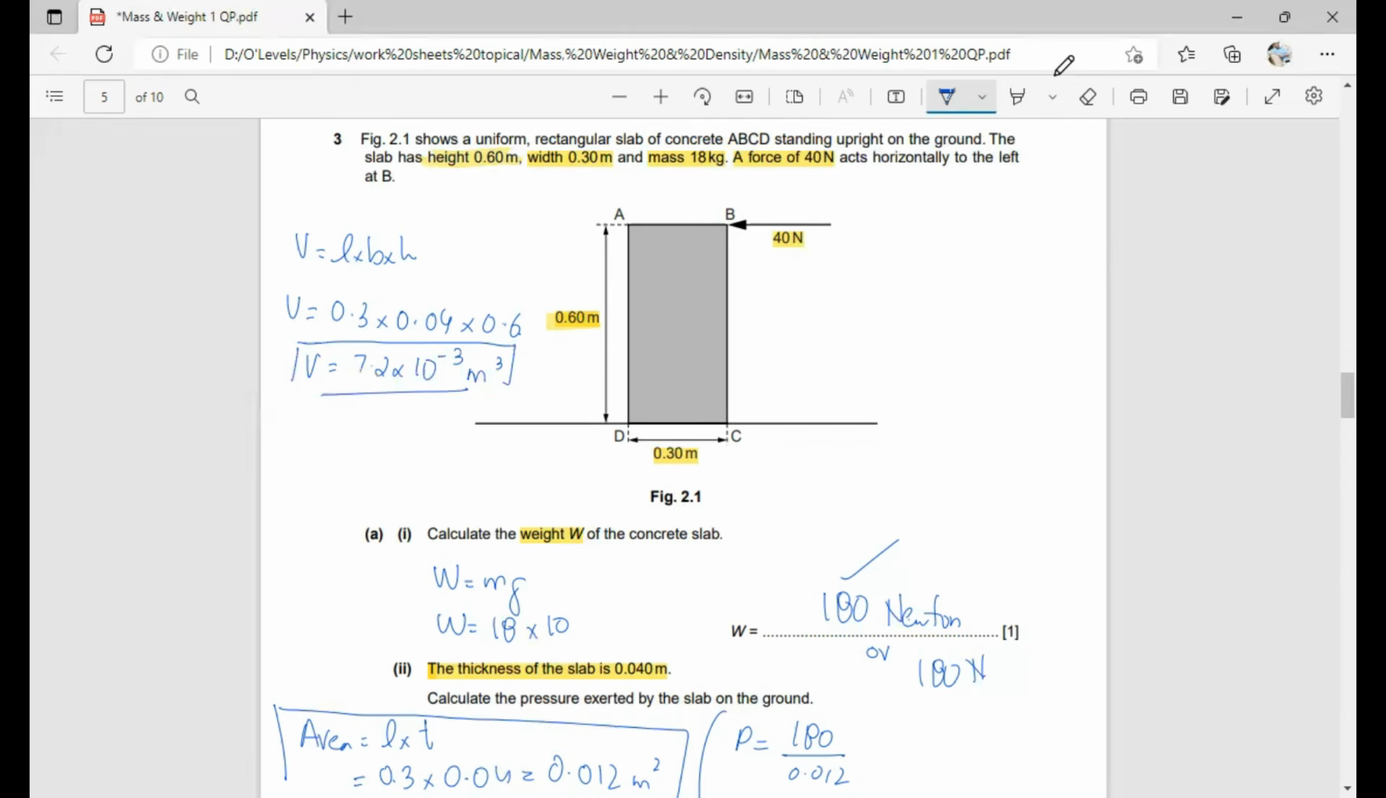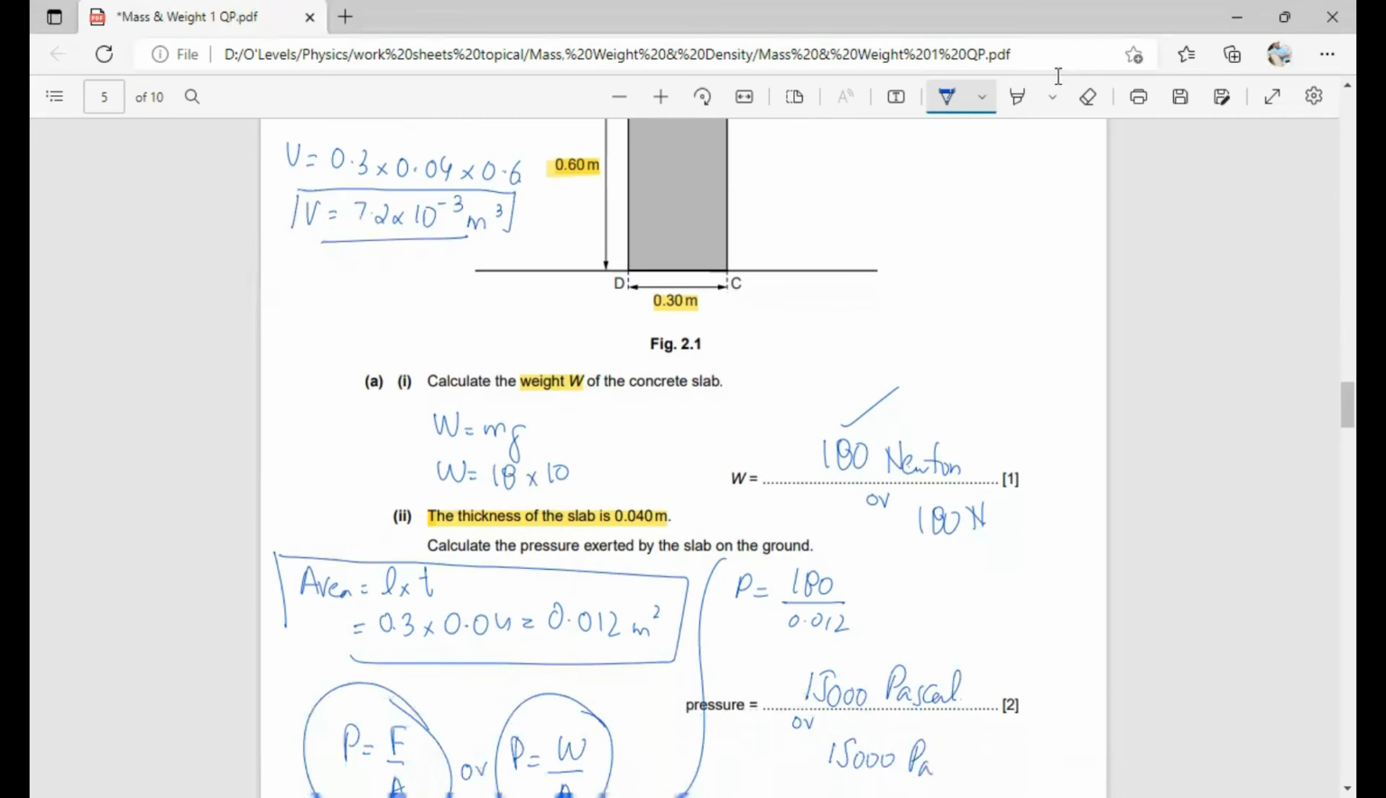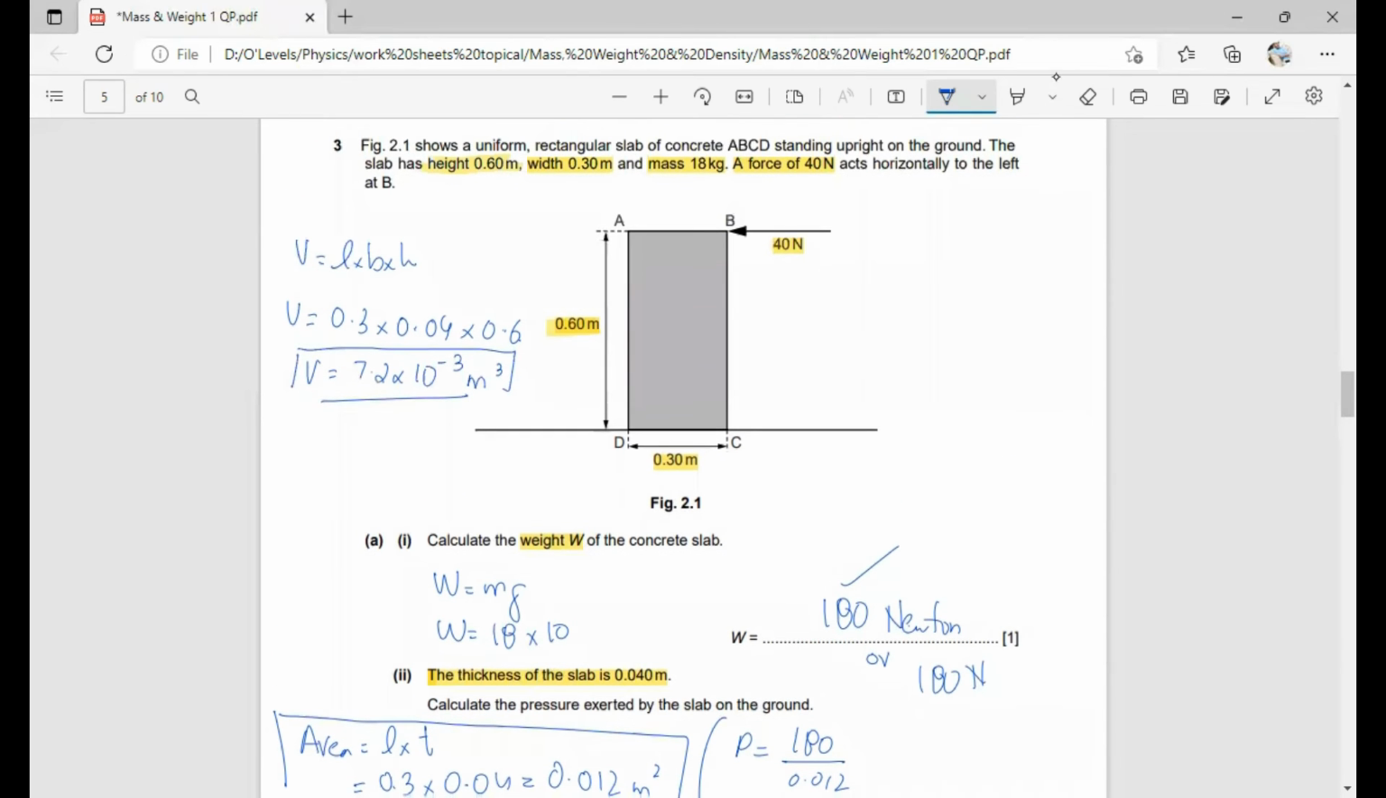Now we have the mass of this slab, 18 kilogram. If we want to calculate the density of the slab, what is the formula for density? Density is equal to mass upon volume. Mass is 18, volume is 7.2 × 10^-3. So 18 divided by the answer, so density will be 2500 kilogram per meter cube.